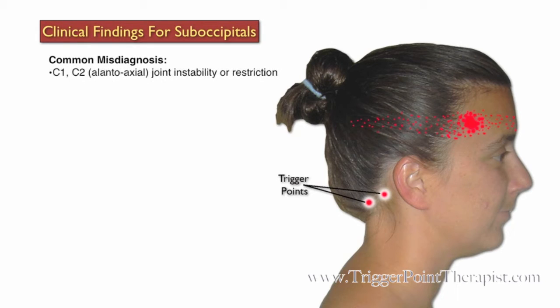Some common misdiagnoses for active trigger points in the suboccipital muscle group include atlantoaxial or C1, C2 joint instability or restriction, tension headache, migraine headaches, and cluster headaches.